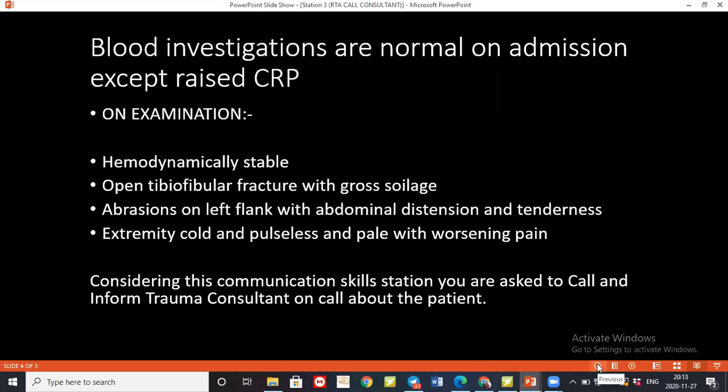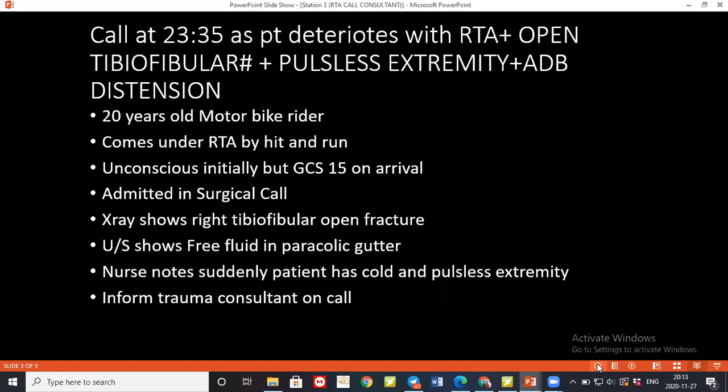Okay. Hello. Hello. Good morning. My name is Dr. Ishfaq. I'm one of the surgical doctors working under Mr. Peter. I wanted to inform about a patient, Mr. Jones, who needs a consultation from the trauma consultant. So can I check, am I speaking to Dr. Peter? Yes, I'm Dr. Peter. Could you please summarize your case?